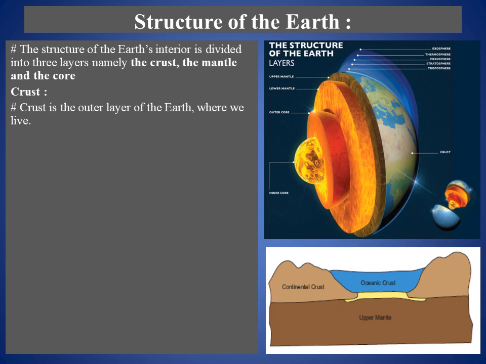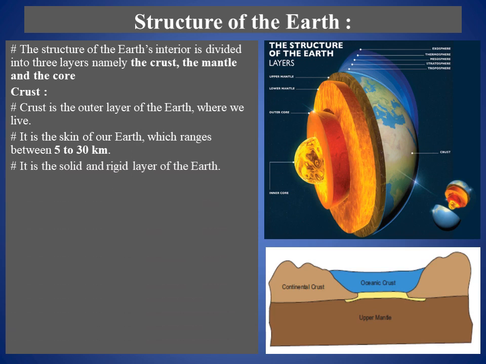Crust is the outer layer of the Earth where we live. It is the skin of our Earth, which ranges between 5 to 30 kilometers. It is the solid and rugged layer of the Earth. The thickness of the crust is greater below the continents than the ocean floor.